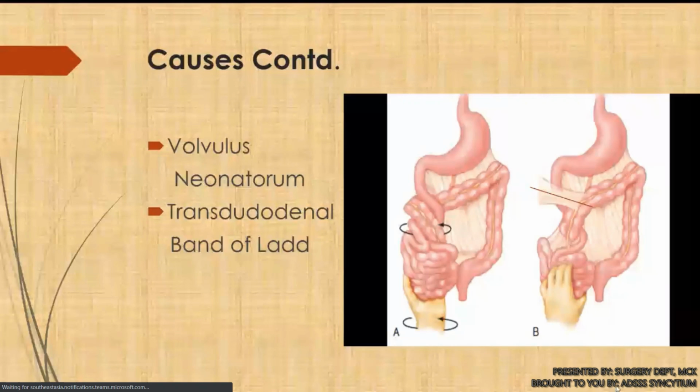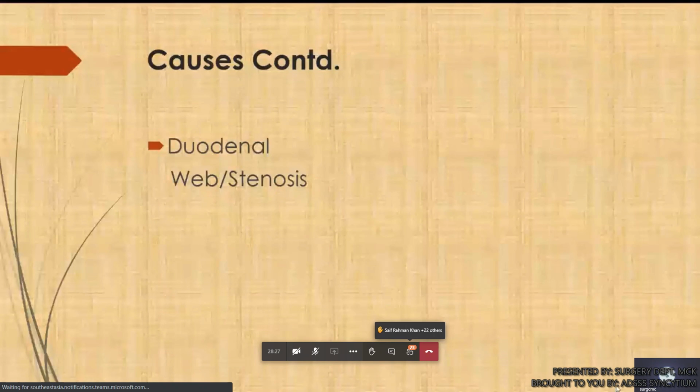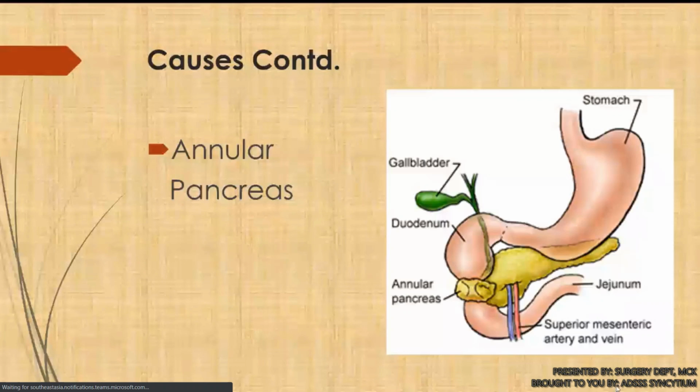Other congenital causes are duodenal web or stenosis. So these are the congenital causes which can give rise to gastric outlet obstruction. This is a picture of duodenal web. This is a picture of annular pancreas. Supramesenteric vessels are there. The duodenum is obstructed in its second part.